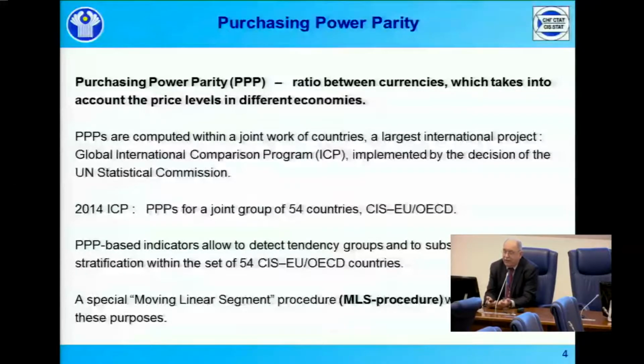While comparing countries, I would like to define purchasing power parity as a ratio between currencies which takes into account the price levels in different economies. I know that some of my friends from the ICP family do insist that the PPP is a price index.